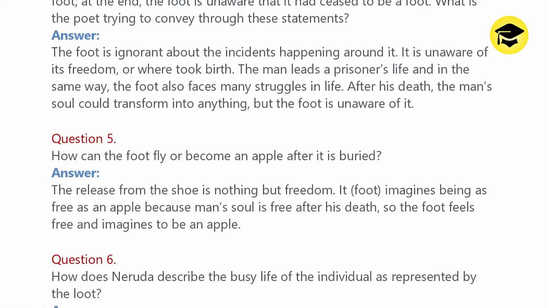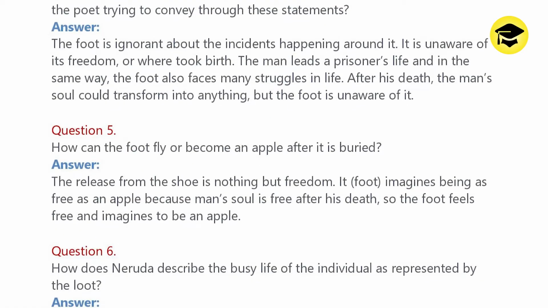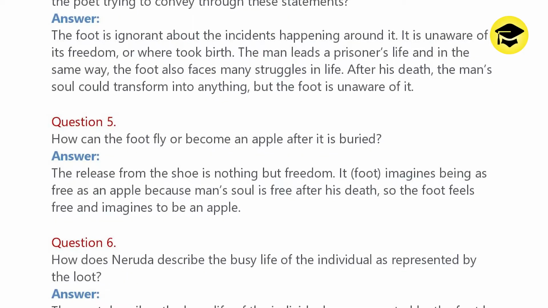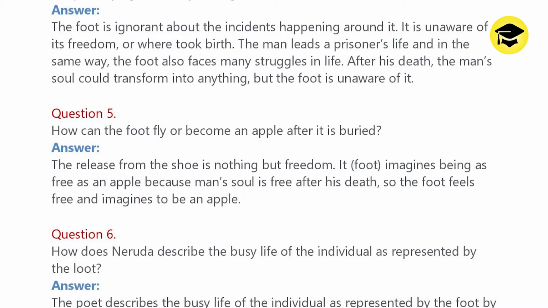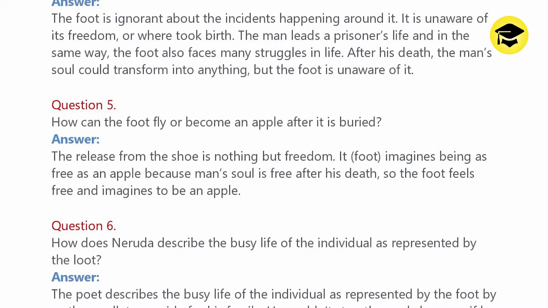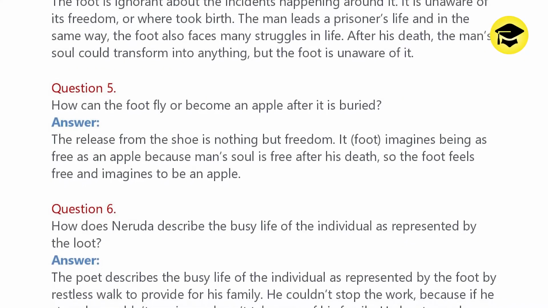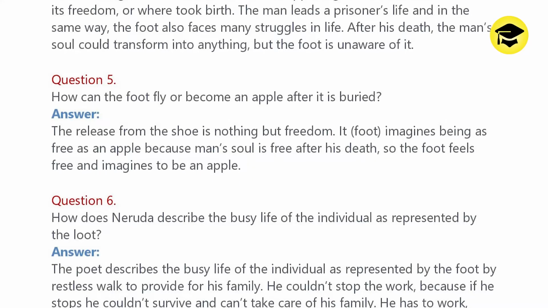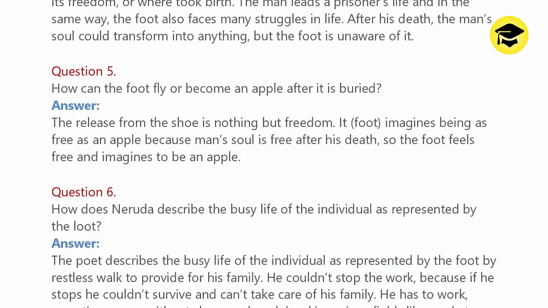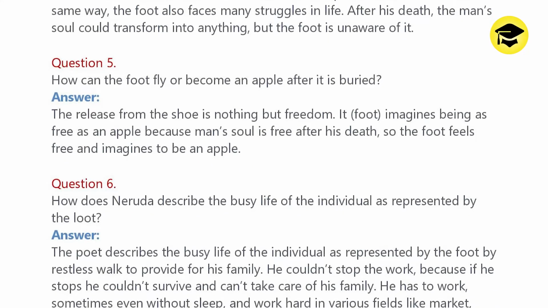Question 5. How can the foot fly or become an apple after it is buried? Answer. The release from the shoe is nothing but freedom. The foot imagines being as free as an apple because the man's soul is free after his death, so the foot feels free and imagines itself to be an apple.